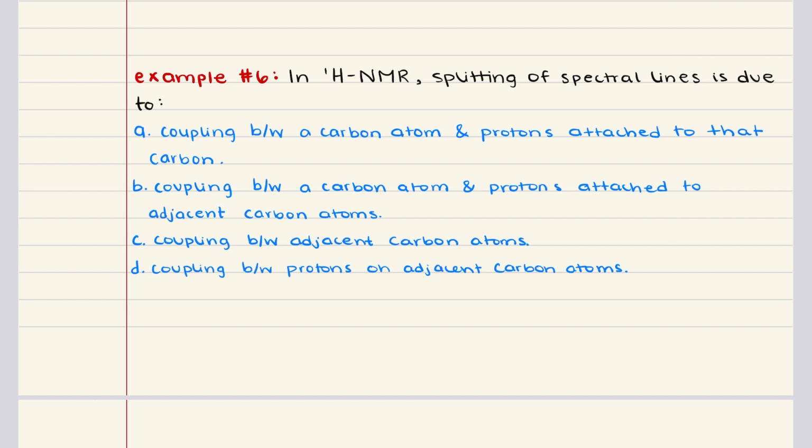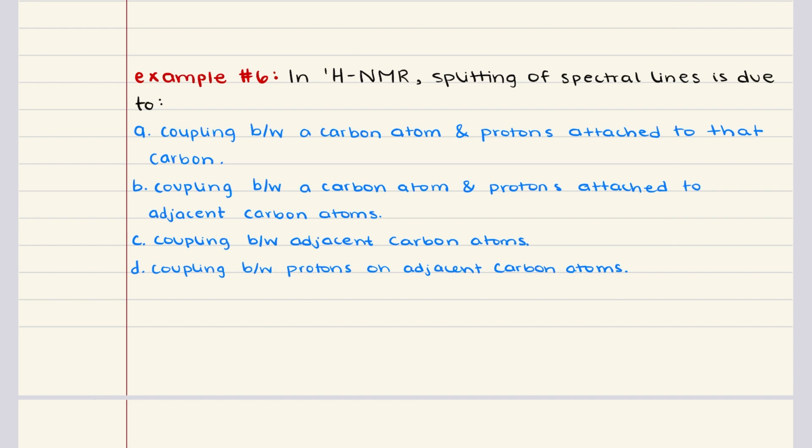Let's talk about what actually causes splitting in proton NMR, or HNMR. When we look at a peak that appears as a doublet or triplet and so on, that's due to something called spin-spin coupling. This phenomenon happens when a proton is close enough to feel the influence of other protons nearby, specifically protons that are attached to adjacent carbon atoms.